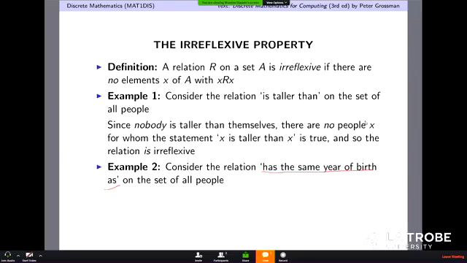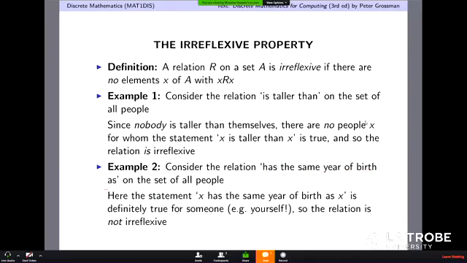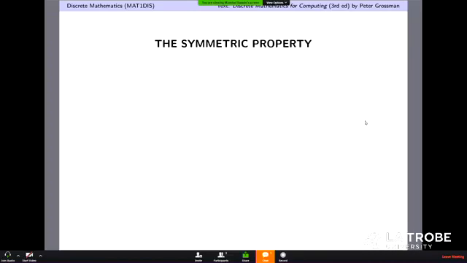Whether it is irreflexive or not irreflexive? Not irreflexive, because I have the same year of birth as I have. Okay. So here the statement "X has the same year of birth as X" is definitely true for someone, so the relation is not irreflexive. Anyway, as I said, this would get something when you look at all these properties one by one. If you have done one question just by yourself, you will think that that's extremely easy, but if you get confused at some stage, then it will become very confusing.